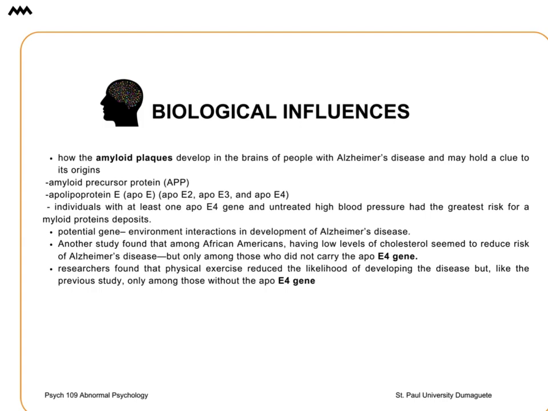One recent study examined the role of high blood pressure in creating amyloid proteins when interacting with the APOE4 genotype in healthy adults. The study found that hypertension alone or APOE4 alone did not increase amyloid deposits. However, healthy individuals with at least one APOE4 gene and untreated high blood pressure had a greater risk for amyloid protein deposits. Also, the higher the blood pressure, the more amyloid protein deposits were found.